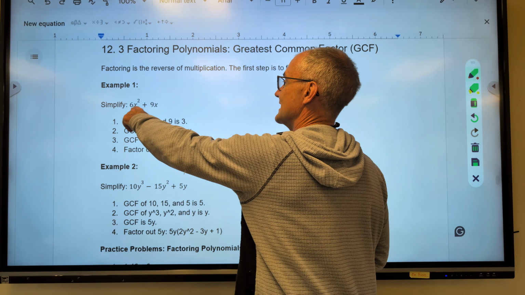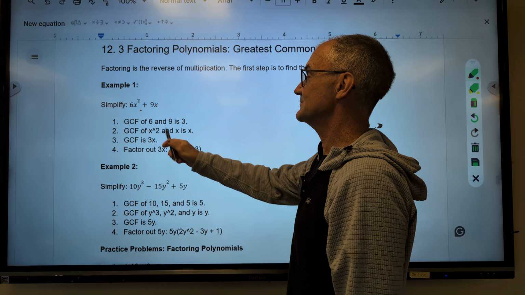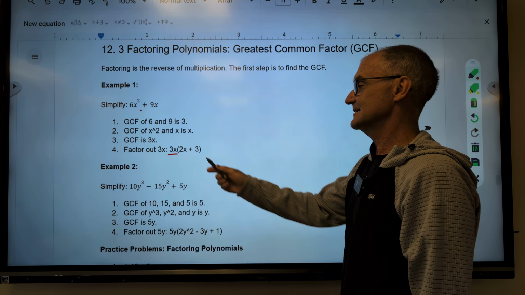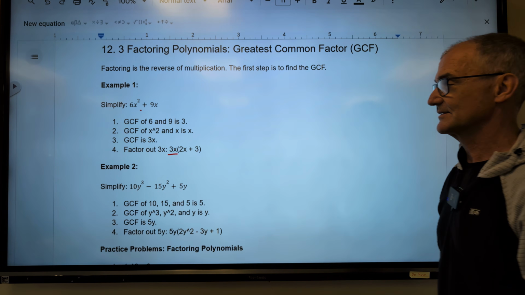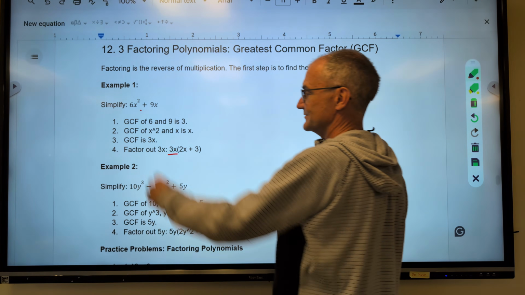So I pull a 3x out of 6x squared, right? And that's going to leave me with a 2x. And I pull a 3x out of 9x, leaving me with a 3. Let me double check that, right? So I factored out the common terms.